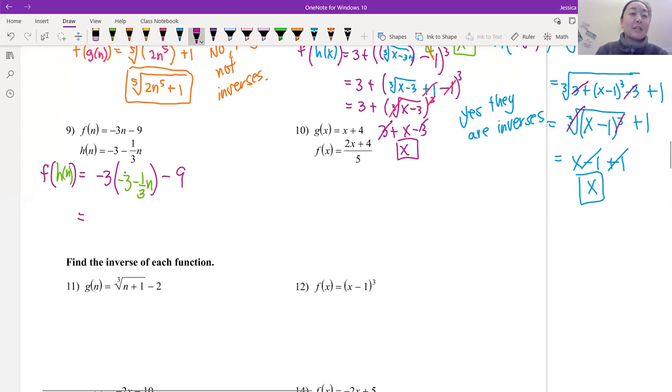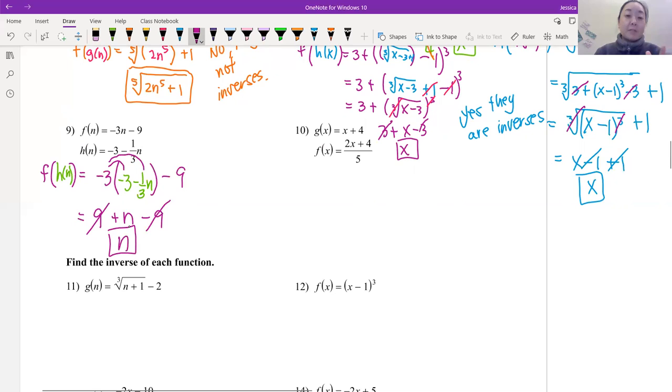So negative 3 times negative 3, which is positive 9. There we go. And negative 3 times negative 1/3 is positive, well, the 3's are going to cancel out, so there's just positive n. And then we got that minus 9 out there. Ooh, look, the 9s are going to cancel out. So all we have left is n. So this is good. All right.